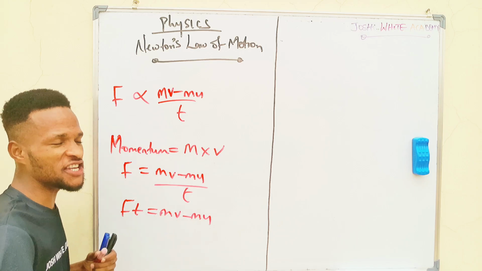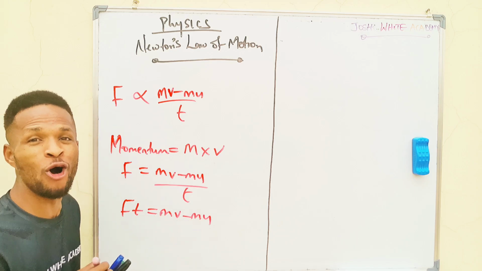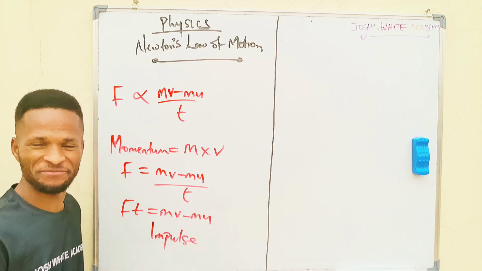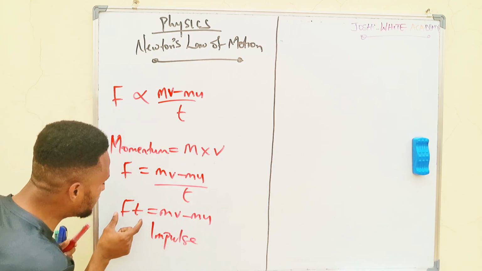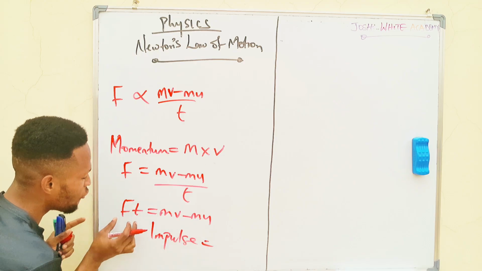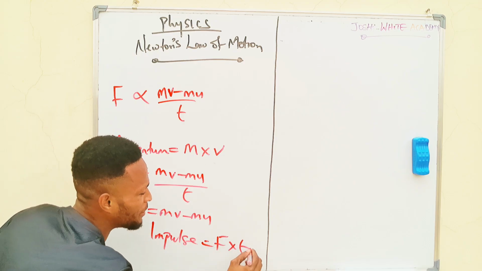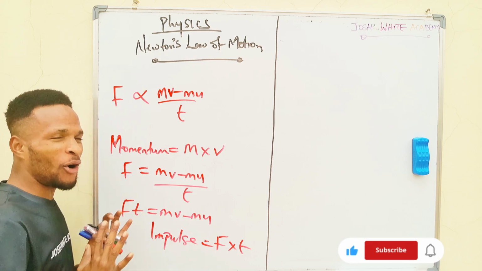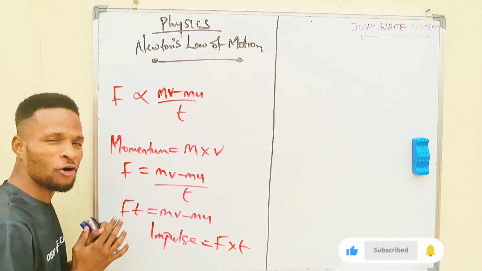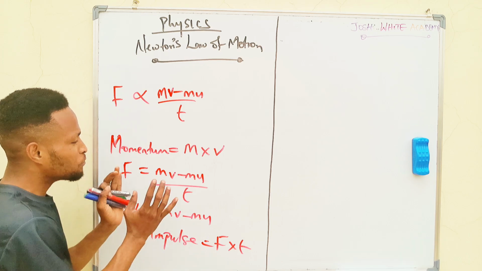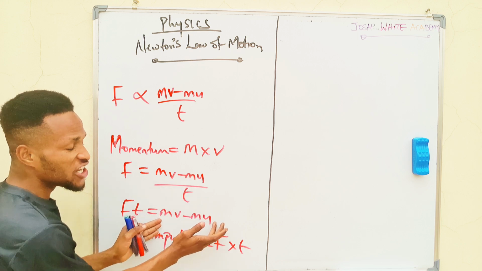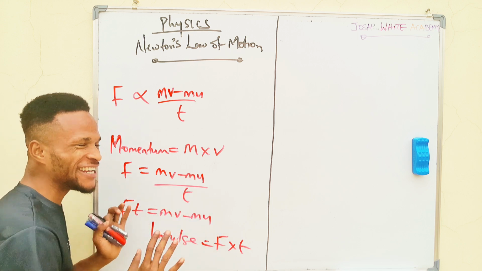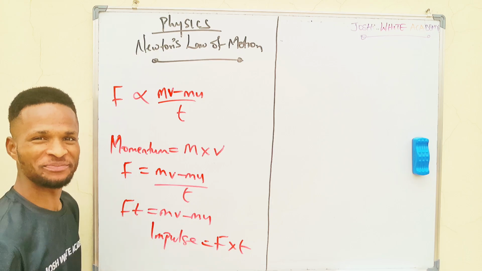mv minus mu, which is the change in momentum, is also known as impulse. So impulse is equal to force multiplied by what? Time. So impulse is the product of force and time, or the change in momentum, the final momentum minus the initial momentum.